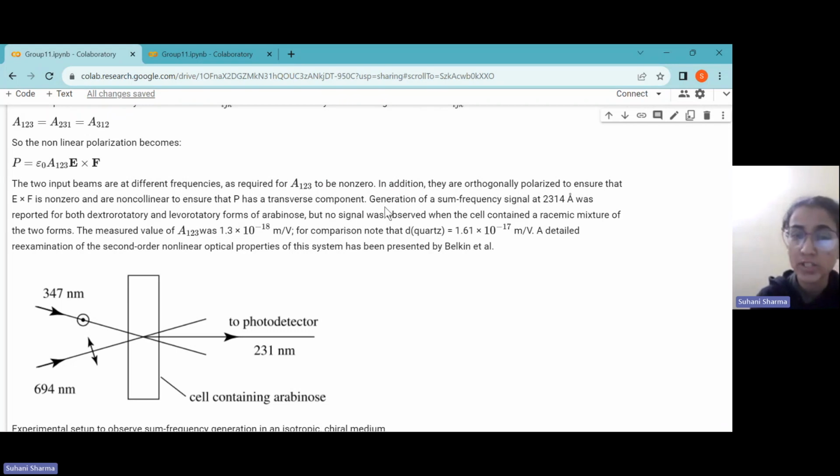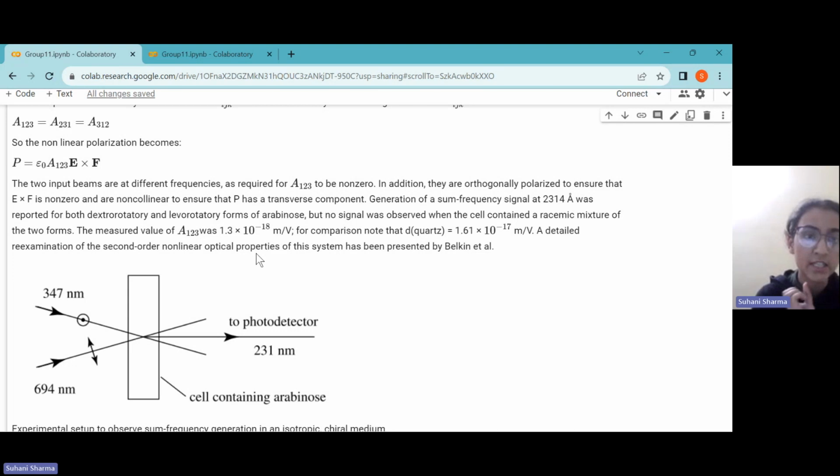This phenomenon was observed for both dextrorotatory and levorotatory forms of arabinose. However, when the medium contained a racemic mixture of the two forms, no signal was detected. This supports the concept that the racemic mixture cancels out the optical activity.